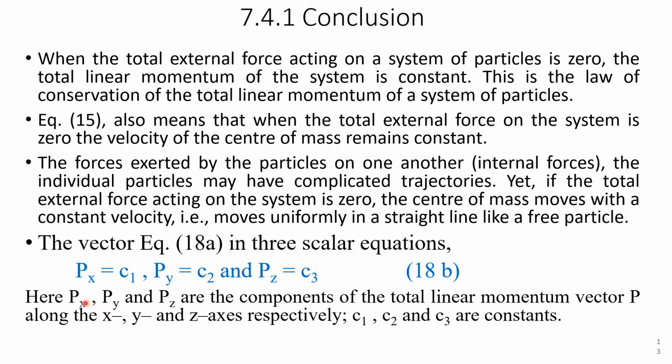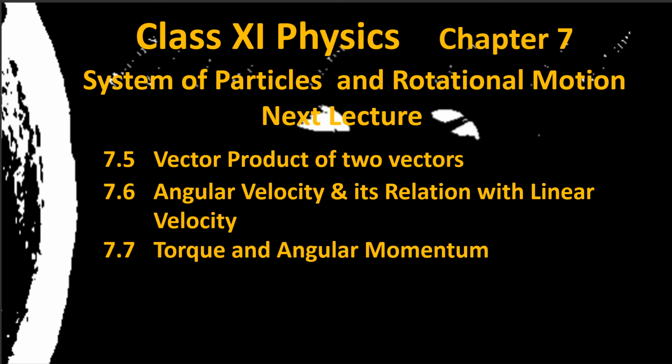Here, Px, Py, and Pz are the components of total linear momentum of vector P along x, y, and z axis respectively. C1, C2, and C3 are constants. With this, we conclude our preliminary discussions on sections 7.1, 7.2, 7.3, and 7.4 of system of particles and rotational motion. Our next lecture will be on vector product of two vectors, angular velocity and its relation with linear velocity, torque, and angular momentum. Till then, goodbye.